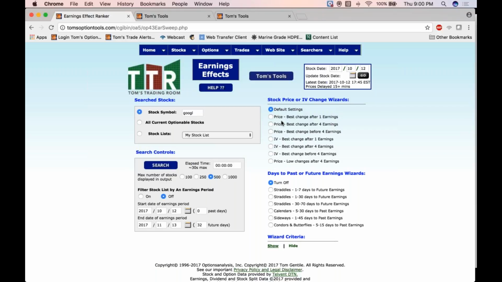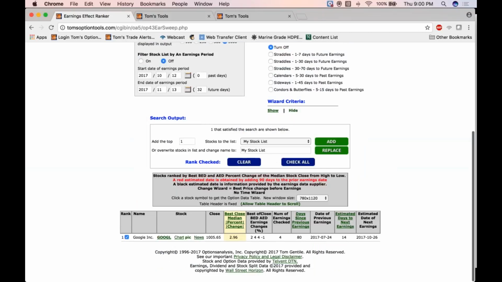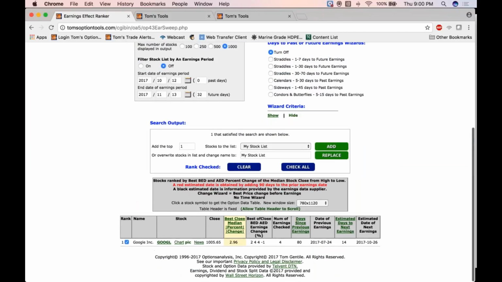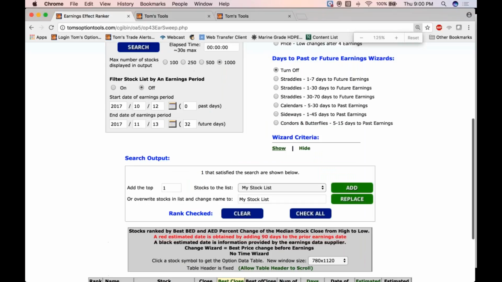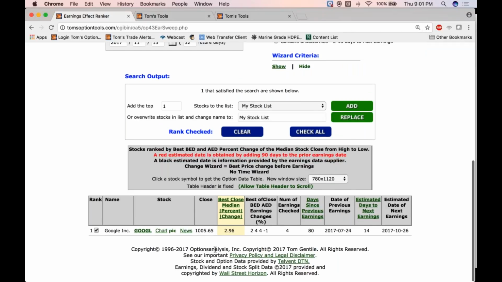Now, there's two areas that I think are very important to look at. And that is, if you look down here where it says price, best change before earnings, click on the search button. Down here, it's going to give you all the information you want to know about Google. And in this case, let me just blow it up so we can see it. Google tends to move an average of just under 3% before the earnings come out. All right, so we're looking at like a 3% move.